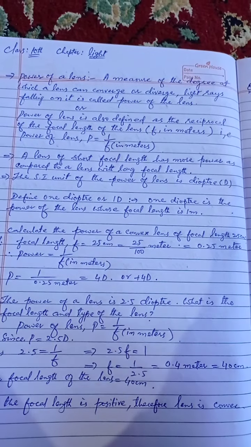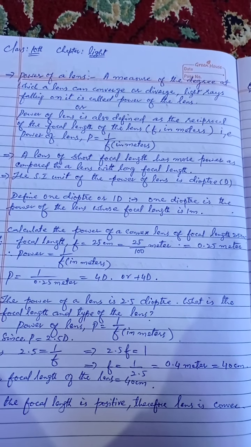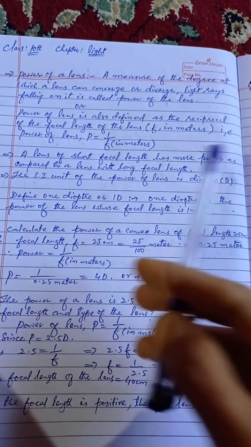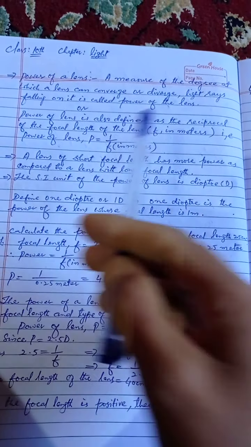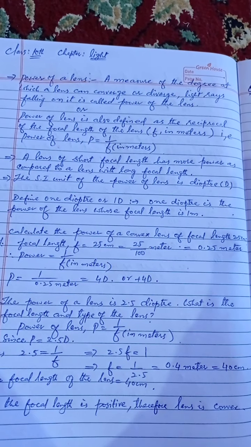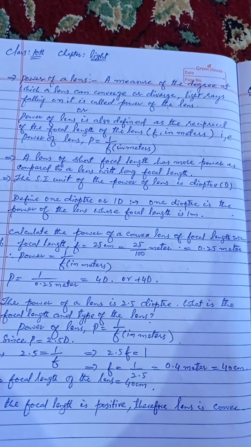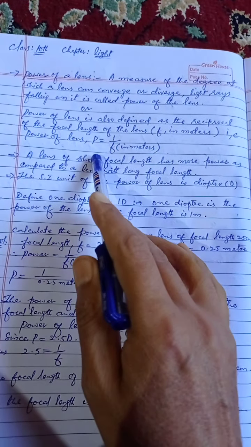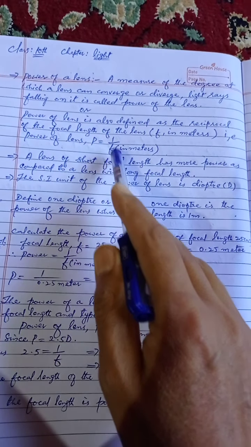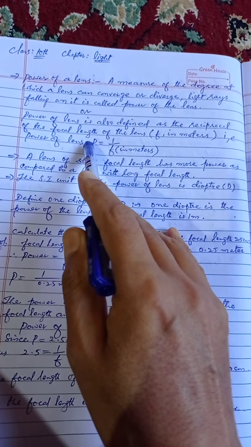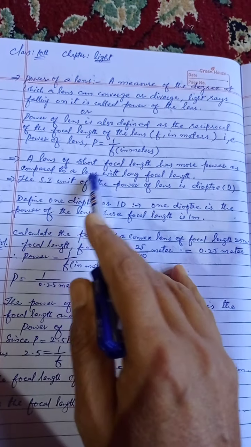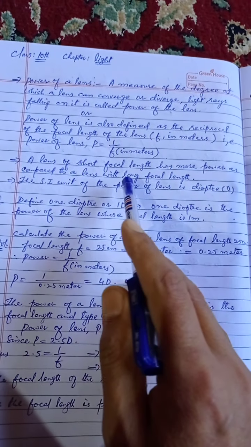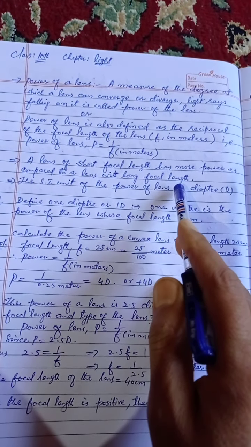Dear students, a lens of short focal length has more power as compared to a lens with long focal length, because power and focal length are inversely proportional to each other. If the power of the lens is more, that means focal length is less. If the focal length of the lens is more, that means power is less. That's why I said here a lens of short focal length has more power as compared to a lens with long focal length. Got it here?